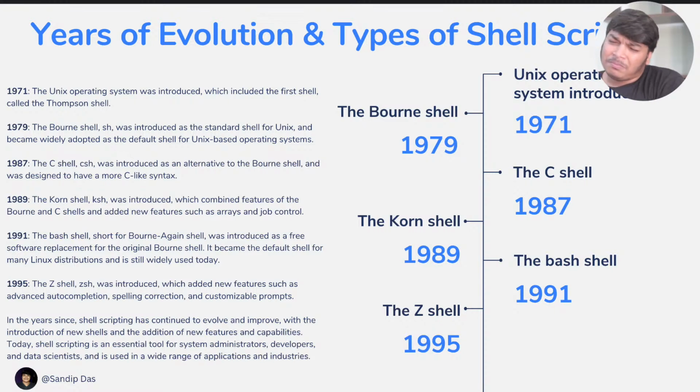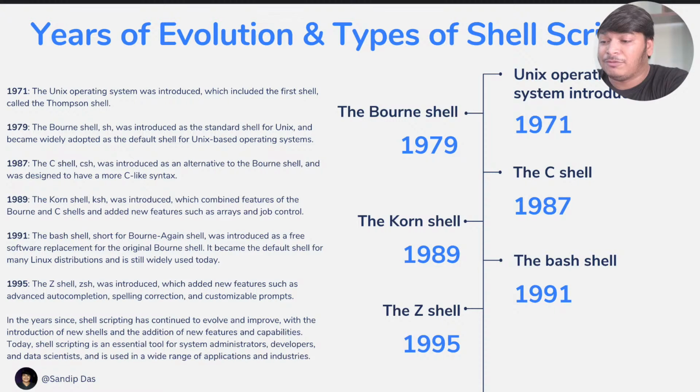Some advanced features, improved efficiency, a customizable prompt and spelling correction. You can see this kind of auto completion. All these features got added, which is a benefit. But it doesn't mean that in the latest Linux you can't choose. You can have Z shell, bash shell, Korn shell, or whatever shell you like. Now, in the years since, shell scripting has continued to evolve and improve.